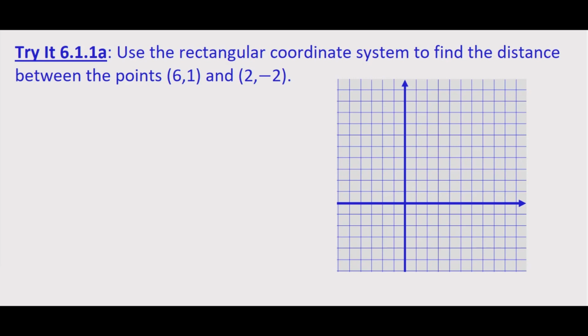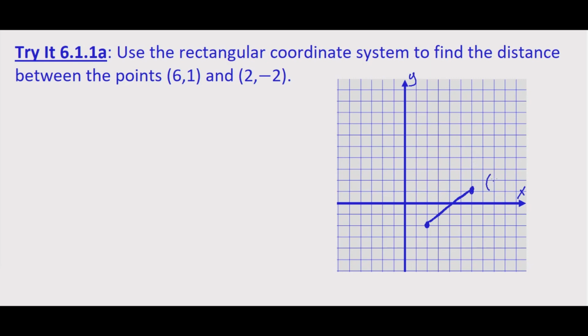So in this exercise, we're told to use the rectangular coordinate system to find the distance between the points (6, 1) and (2, -2). So let's go ahead and plot those points first. So (6, 1) and (2, -2). And we want to know the distance between those points. This straight line distance, because a straight line is always the shortest distance between 2 points.